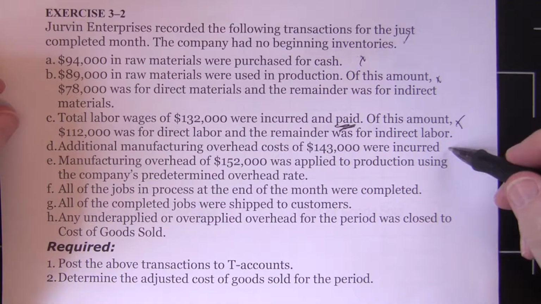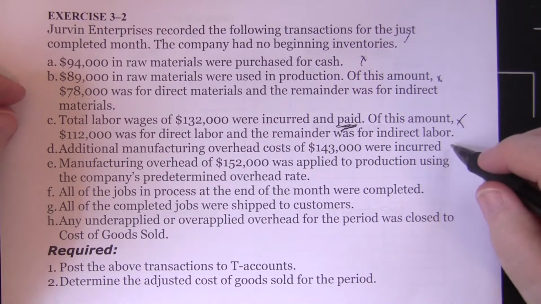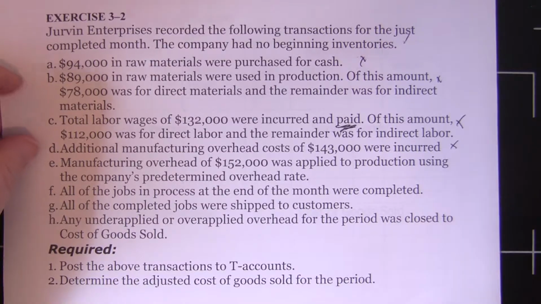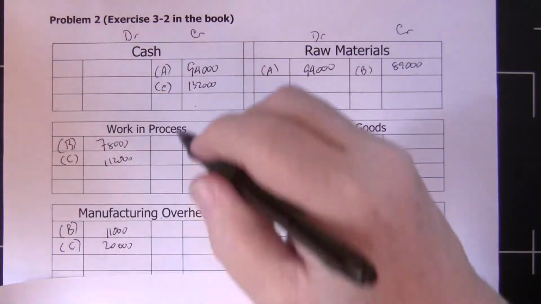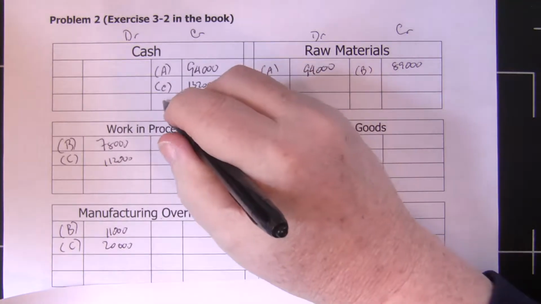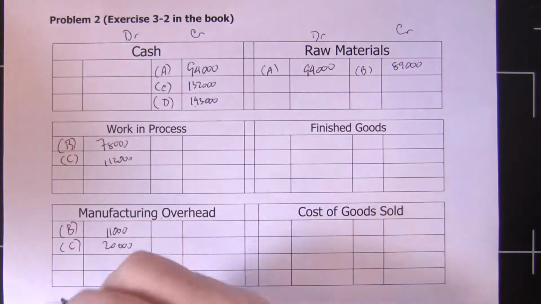Additional manufacturing overhead costs of $143,000 were incurred. They don't tell us they were on account, so we have to assume that we paid for them. I don't know how you could steal overhead.